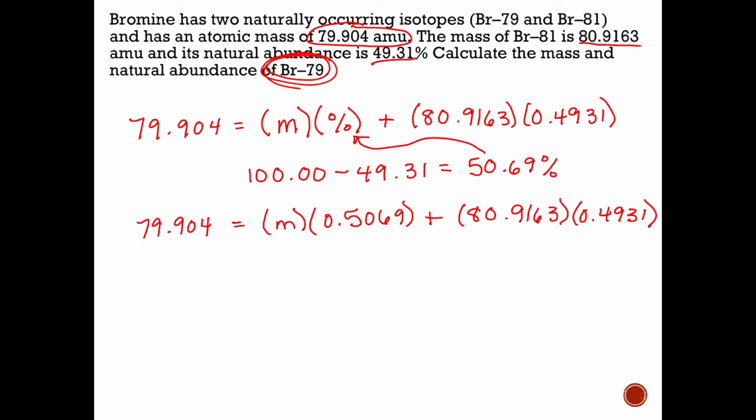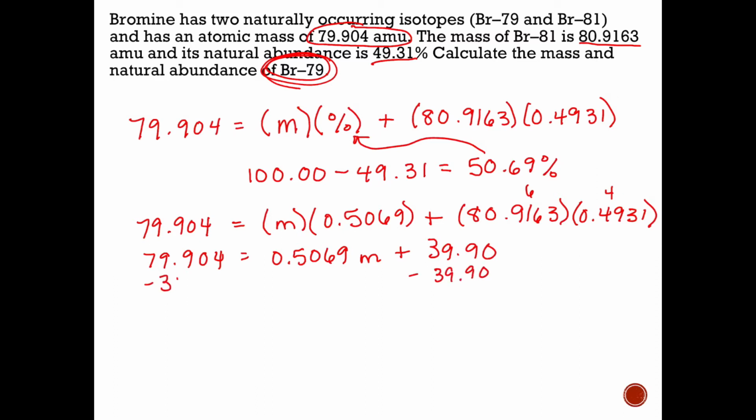Okay, so now we know all of that, so we can go ahead and solve for M. So again, this has 6 sig figs, this has 4, so when we multiply those together, we'll get 4 sig figs. So we have 79.904, and we get 0.5069 M plus 39.90. Okay, so now we're going to subtract 39.90 from both sides, and I'm writing it out like this to show you that we need to follow the addition subtraction rule over on the left. We have 3 numbers past the decimal and 2 numbers past the decimal, so our answer must have 2 numbers past the decimal point.